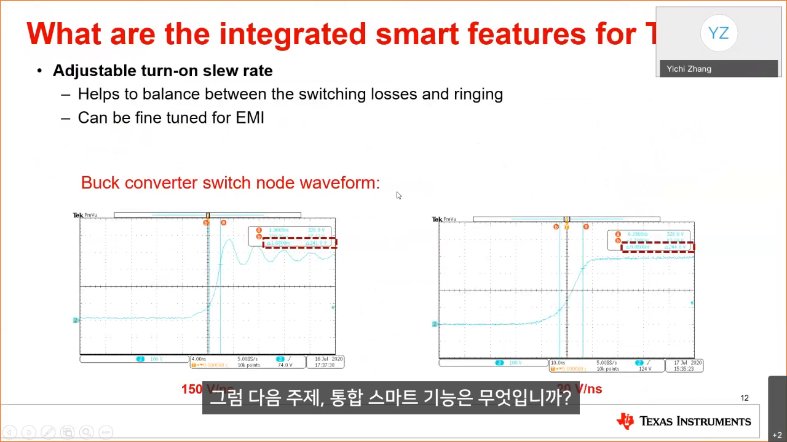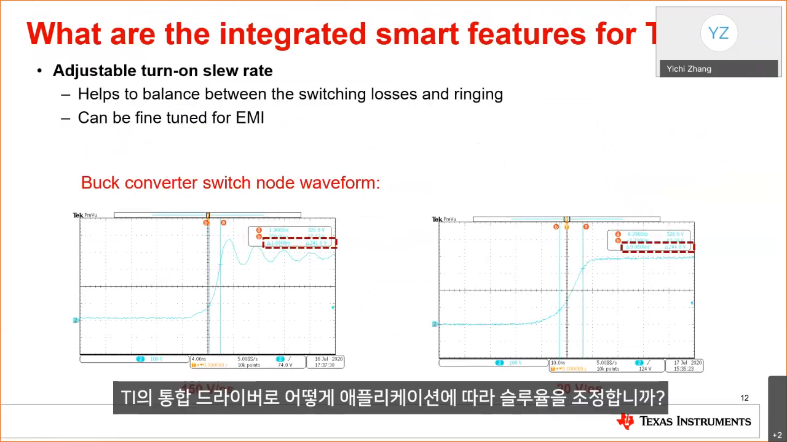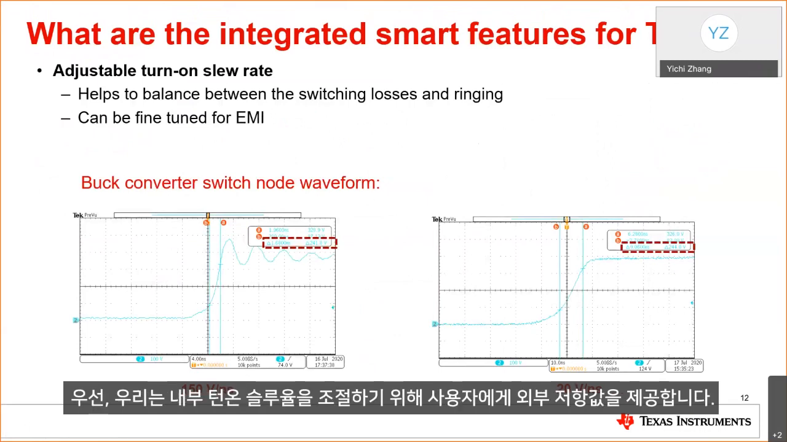Okay, and the next topic is what are the integrated smart features for TI GaN? First one is adjustable turn-on slew rate. A common question asked by customers is that we have an integrated driver, so how do we adjust the slew rate based on our application? Firstly, we give users an external resistor value to adjust our internal turn-on slew rate.